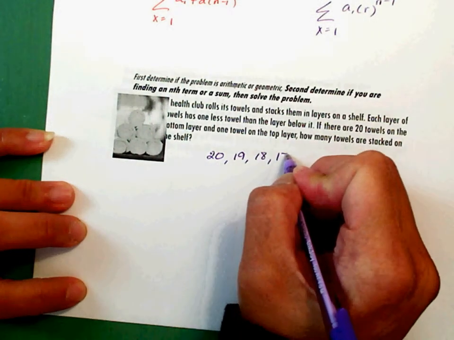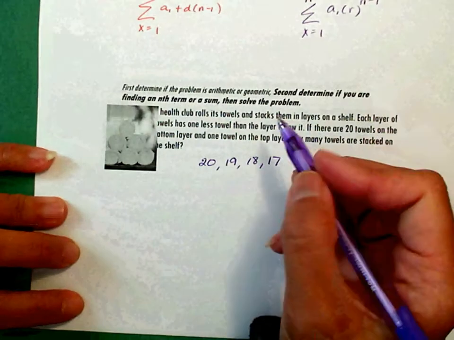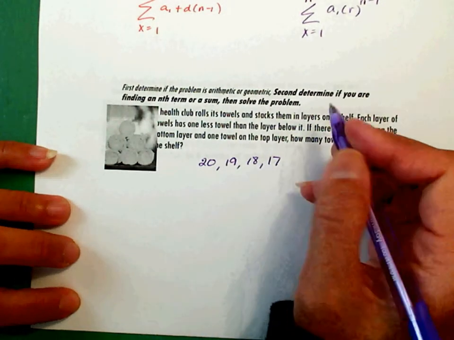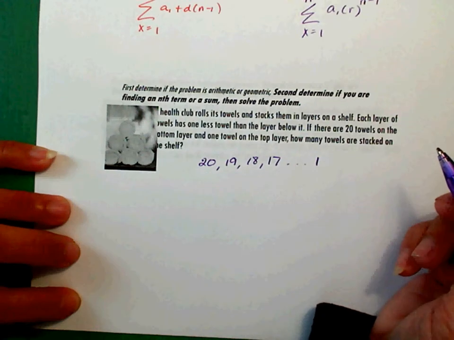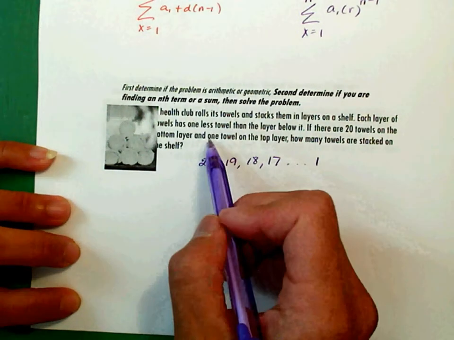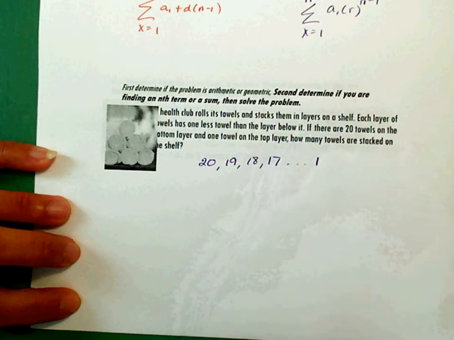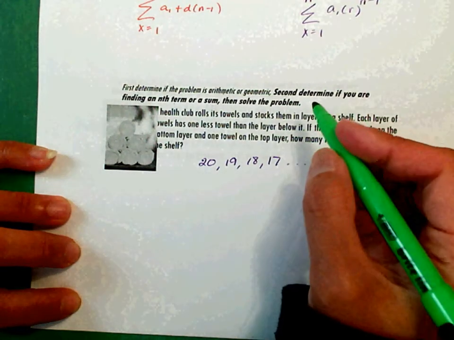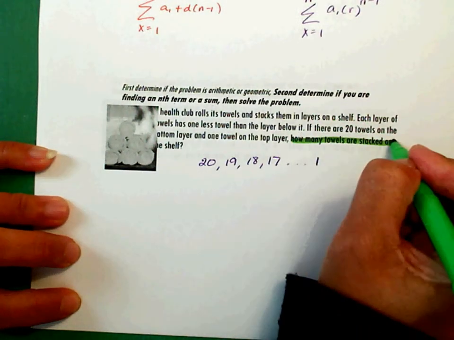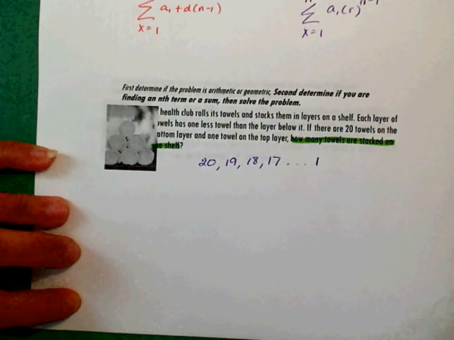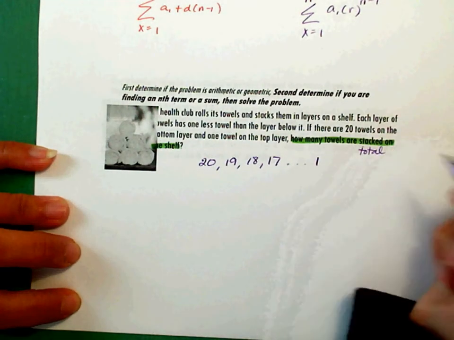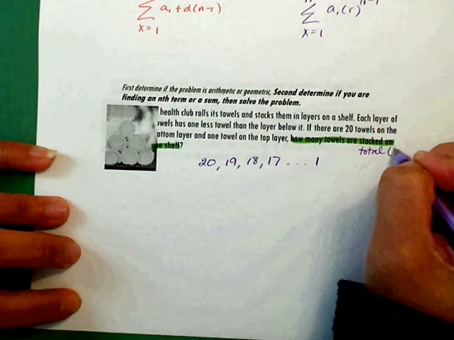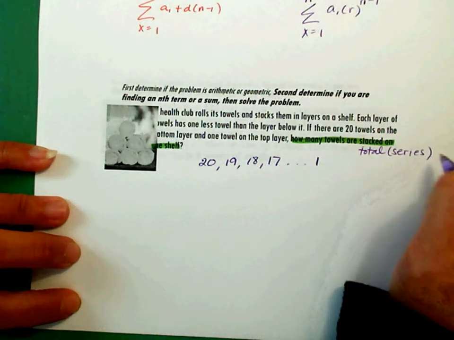As you guys can kind of see, I start off with 20, go down 19, 18, 17, all the way to 1. You are not going to have a negative towel, okay? Because it says, and one towel on the top layer. The question says, how many towels are stacked on the shelf? So you want to know a total.